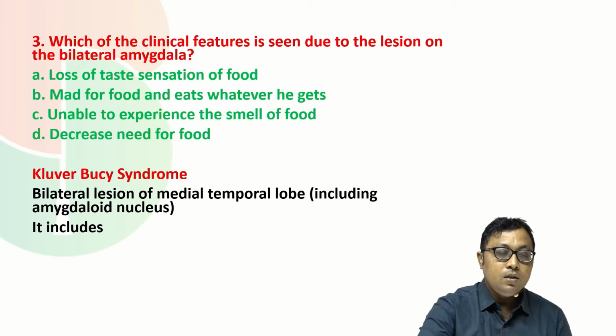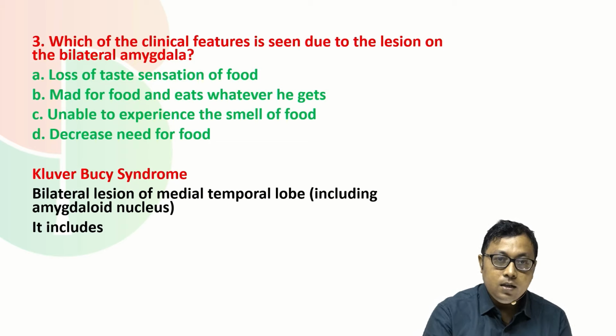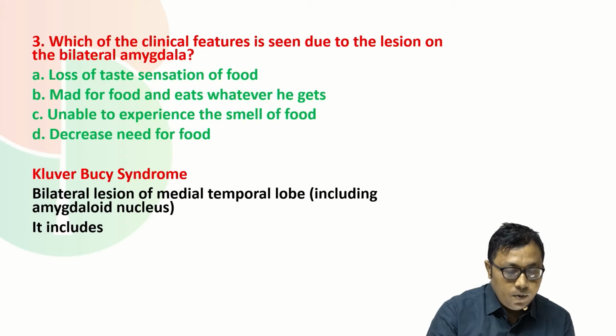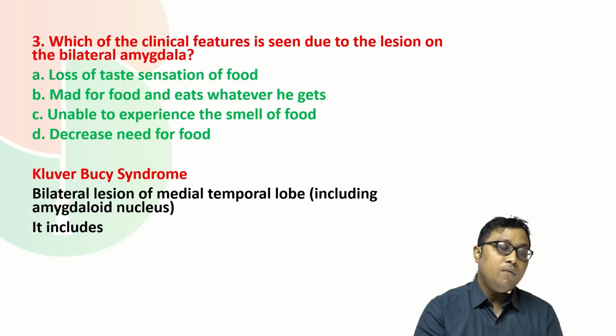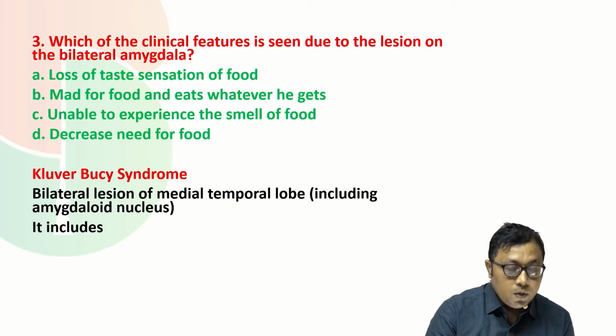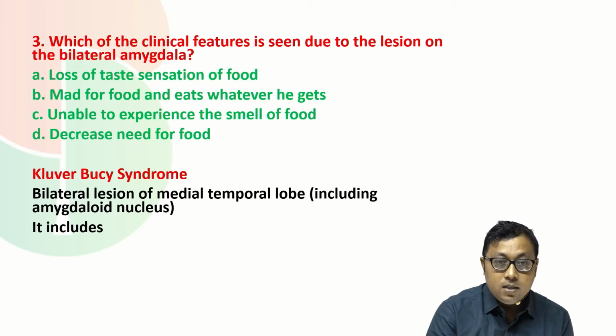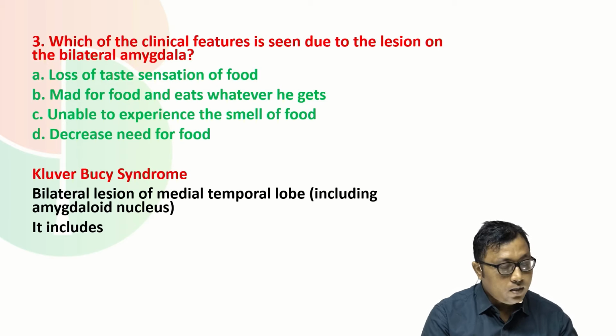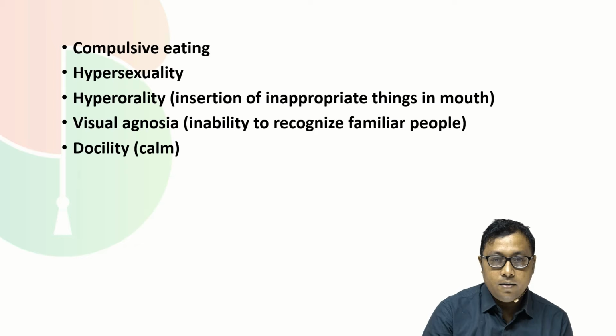The next question is, which of the clinical features is seen due to lesion of the bilateral amygdala? Loss of taste sense of food, mad for food and eats whatever he gets, unable to experience the smell of food, decreased need for food. For that we have to know one condition, that is Klüver-Bucy syndrome, which occurs due to bilateral lesion of the medial temporal lobe, including the amygdala nucleus. The condition includes compulsive eating, that the patient needs to eat more, meaning there is increased appetite, there is voracious appetite.